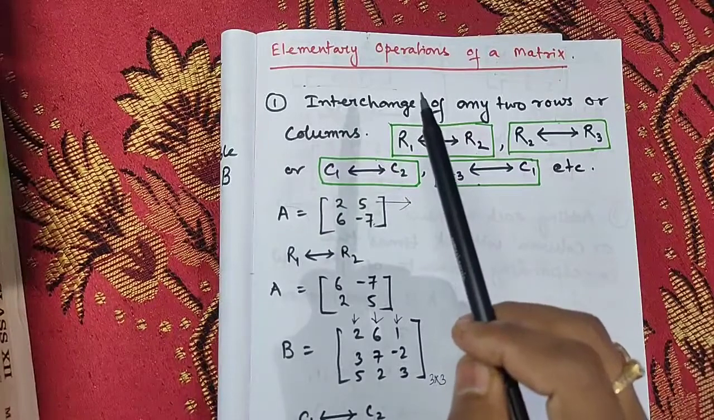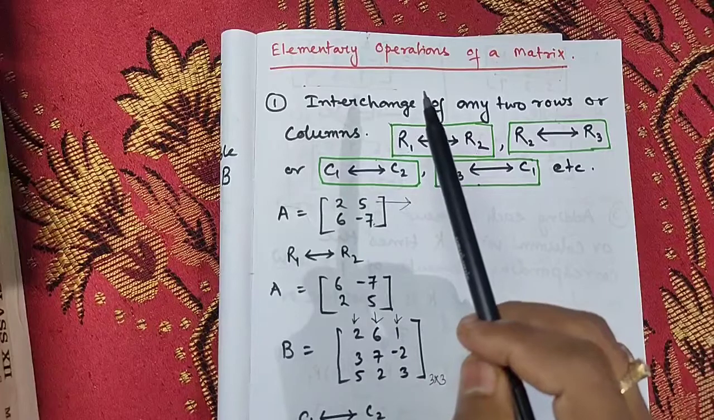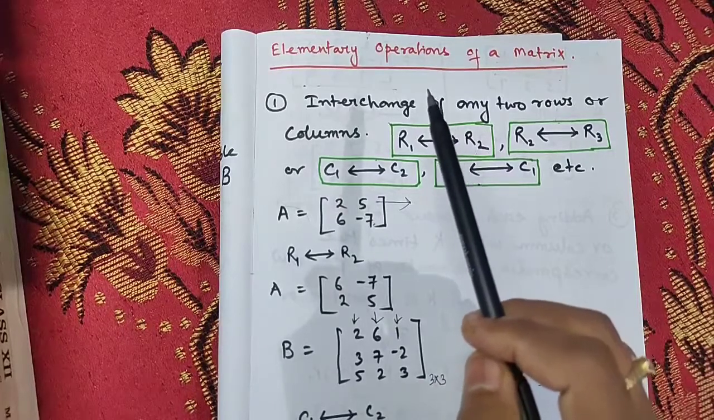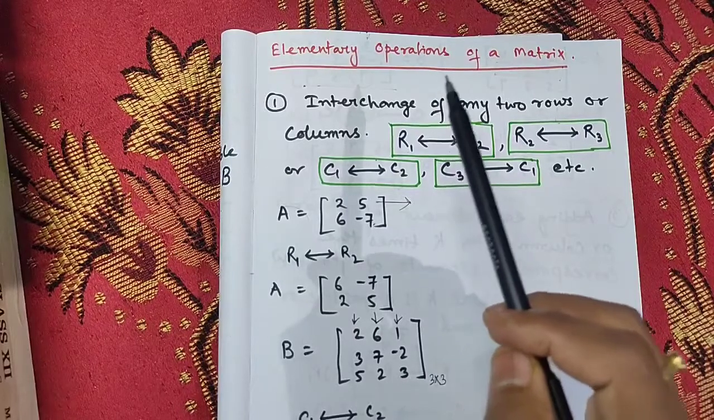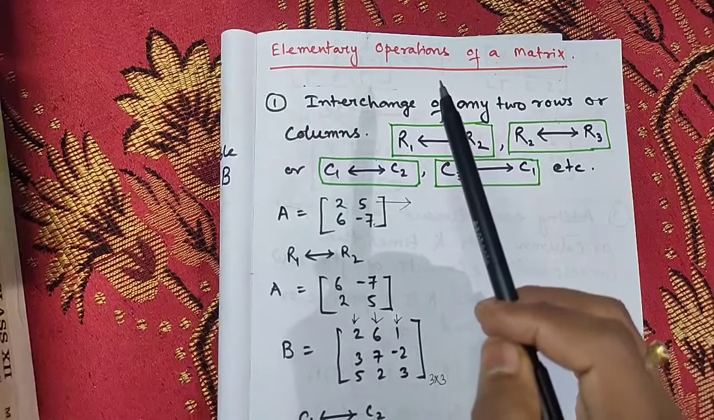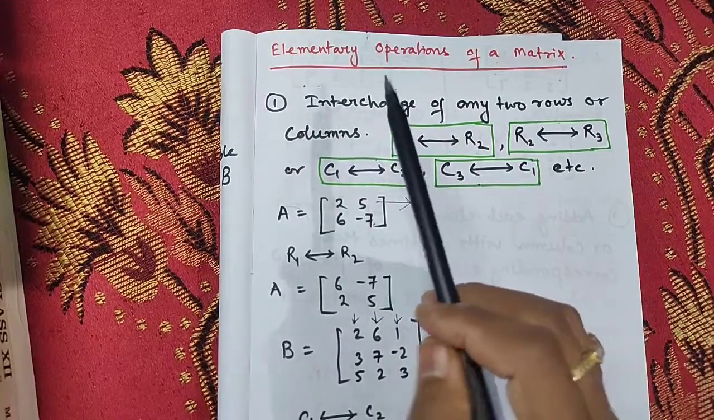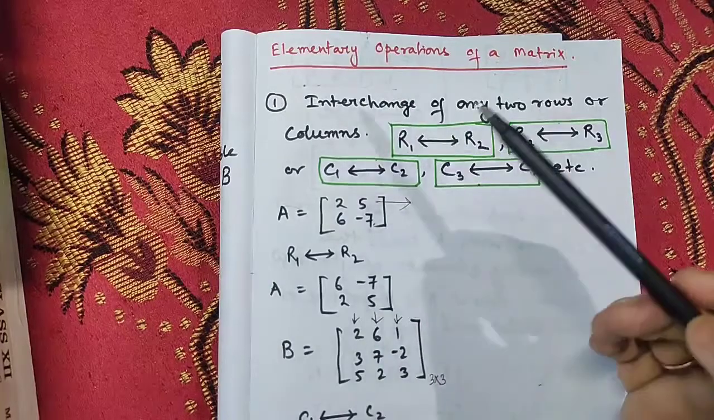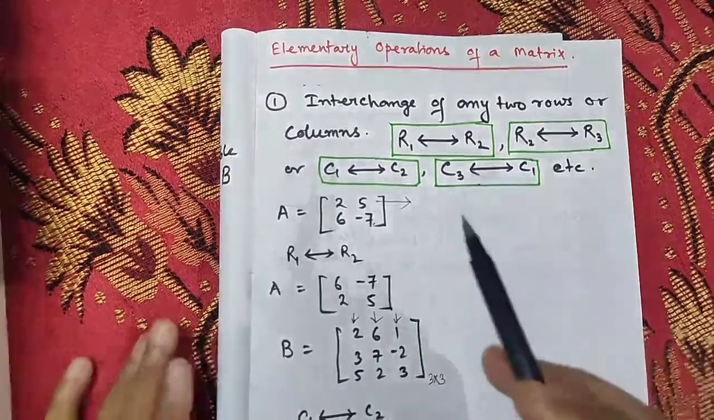In a single problem, you can't apply both operations. That means row and column operations together you can't apply. And suppose it is given in the question to find the inverse of a matrix by using elementary operations only, then always use row operations. If nothing is mentioned in the question, you use row operations. So what are those operations?